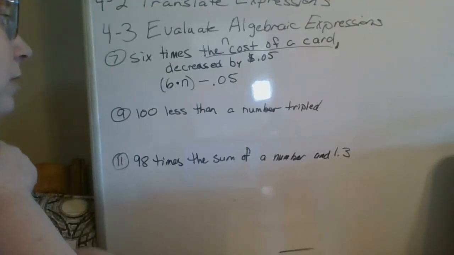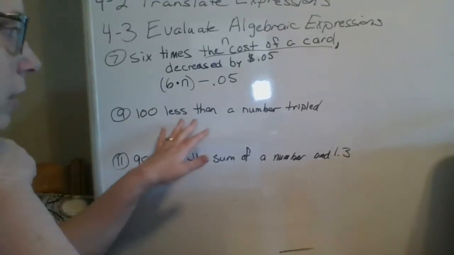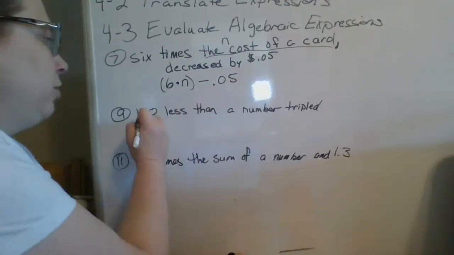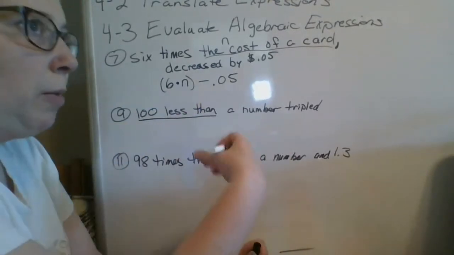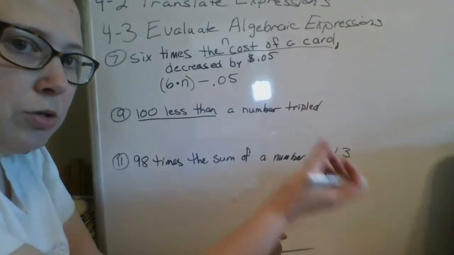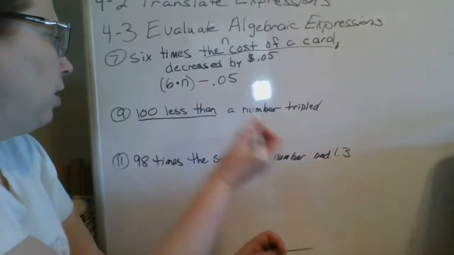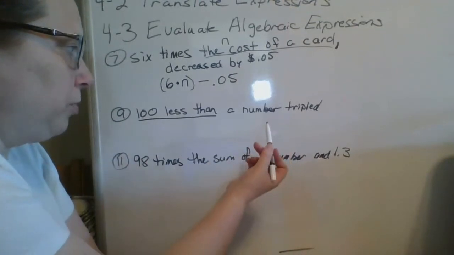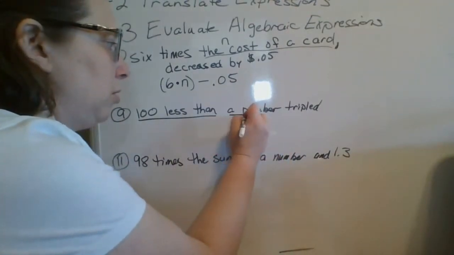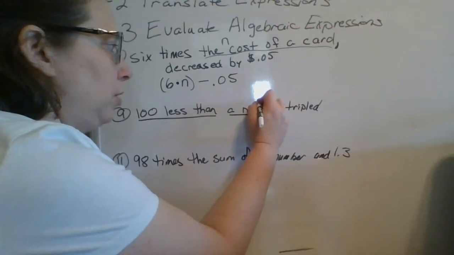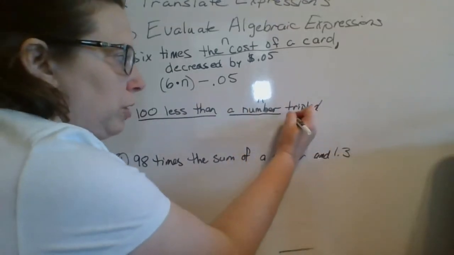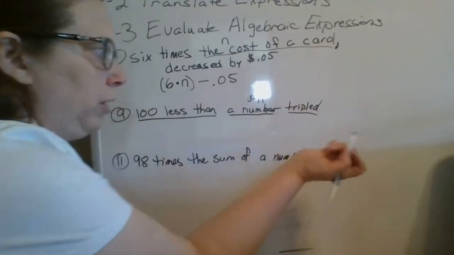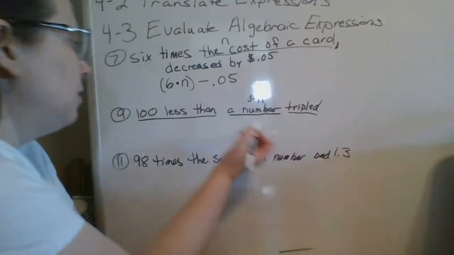Number 9 says 100 less than a number tripled. So we have 100 less than. Remember that with subtraction, the order is super, super, super important. If we have 100 less than a number tripled, we know a number is going to be our variable. Tripled means that we're going to multiply that times 3. So I'm going to put the 3 in front, 3 times n.